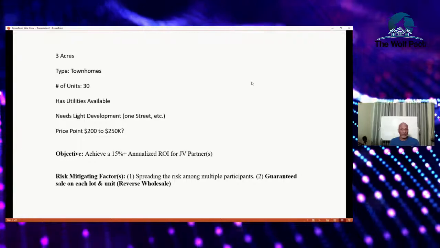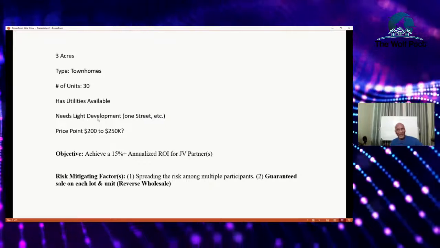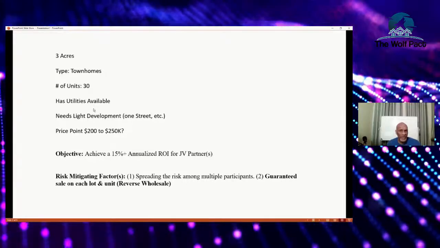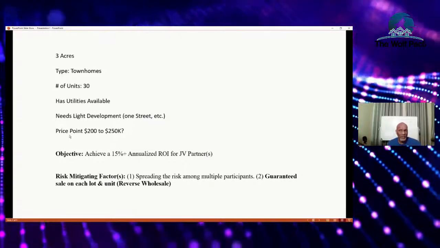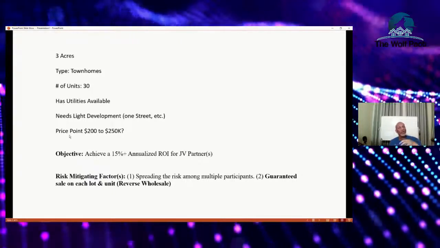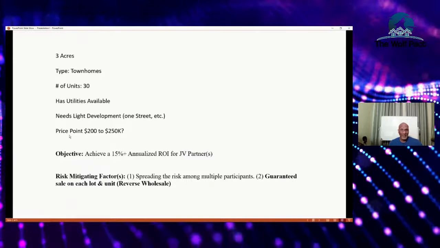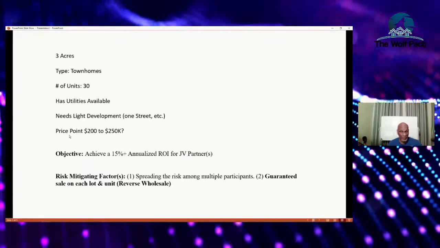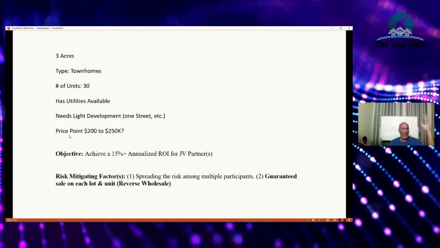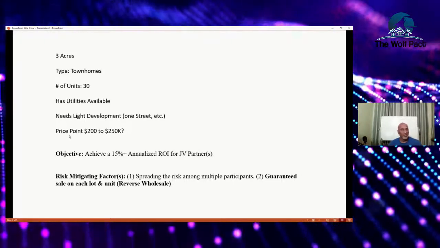In this case, townhomes. So it has utilities available. That's good. So it needs light development, meaning it needs to put in one street and attach in minor stuff. No heavy development, but there is some light development. So price point in this particular area for these townhomes will be $200,000 to $250,000. That's affordable these days, below affordable. Now, in the Houston area, $275,000 is considered affordability. That's low in some areas of the country for sure, but there's no more. There are very few properties out here that you can find at that price point.